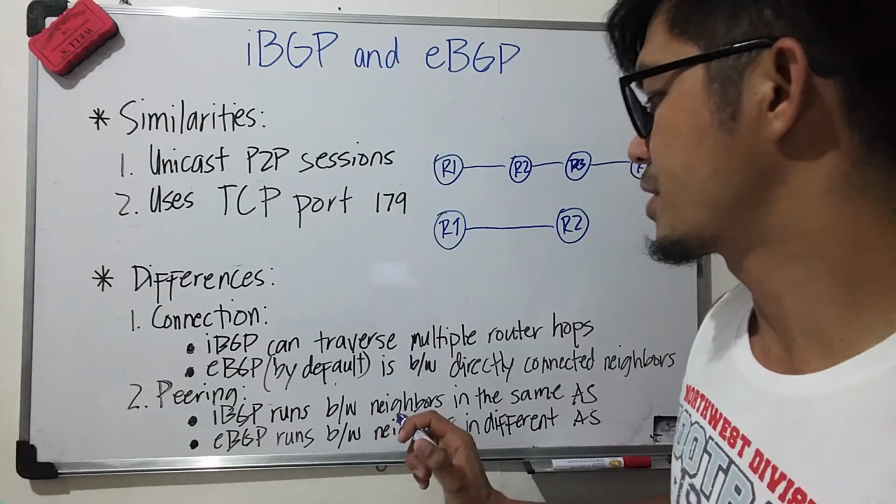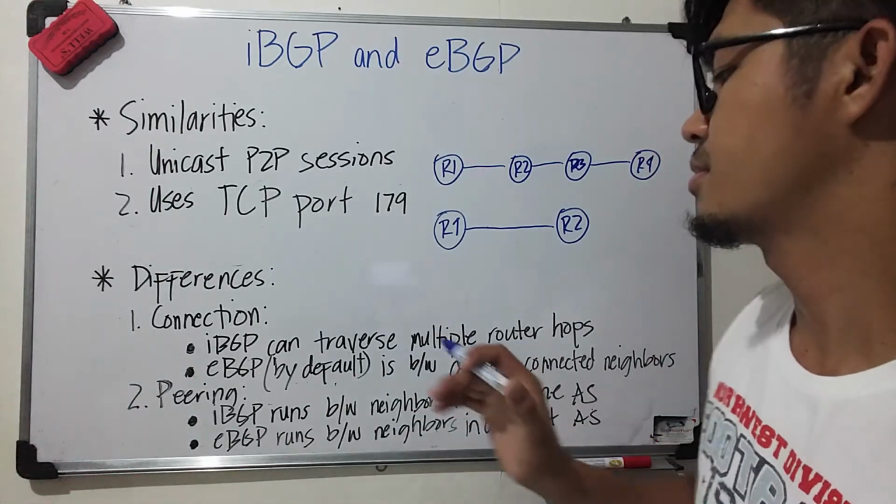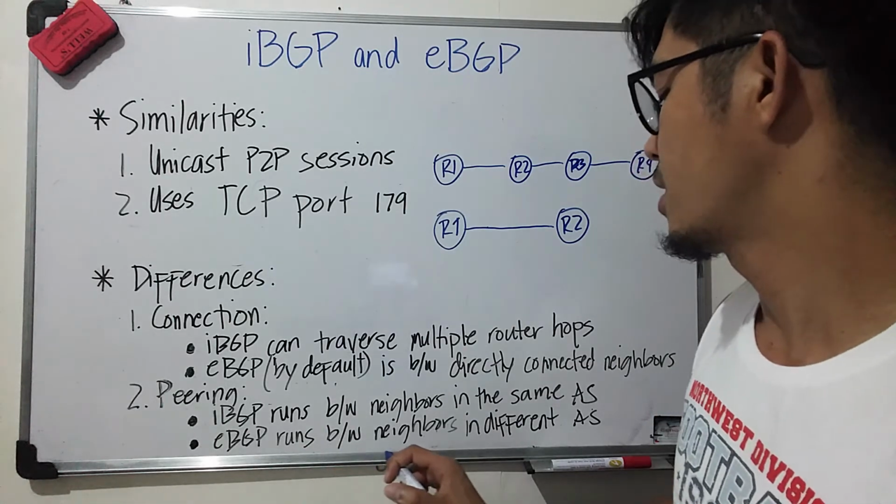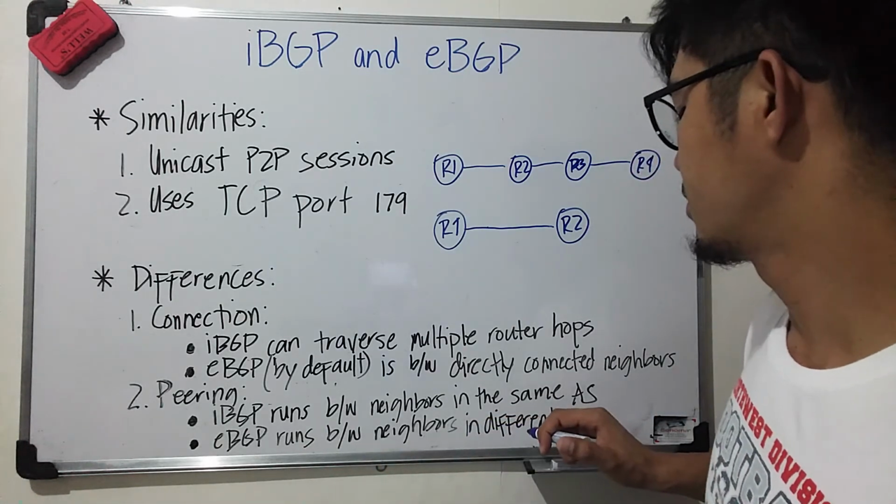And of course, peering. iBGP runs between neighbors in the same autonomous system, and eBGP runs between neighbors in different autonomous systems.